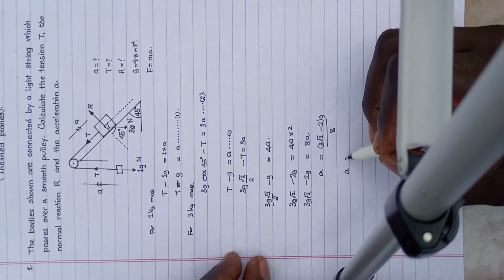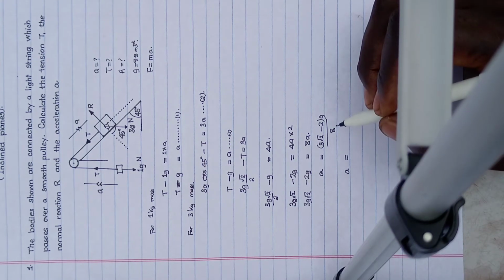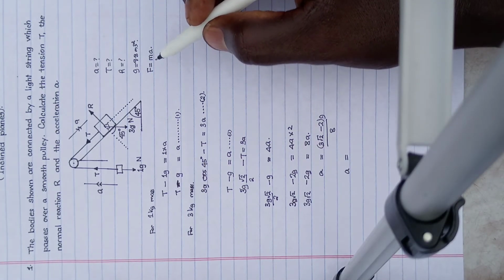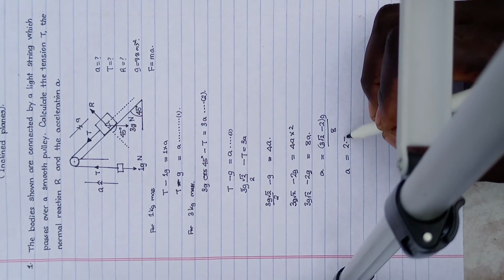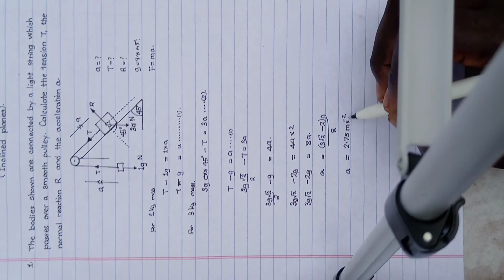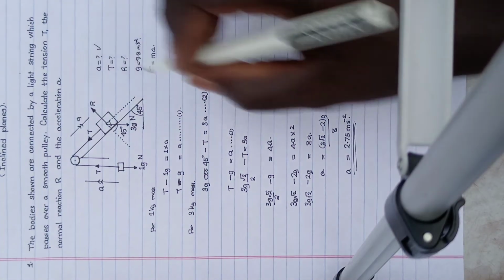So our acceleration would be, from the calculator, 3 root 2 minus 2 multiplied by the value of g, which is 9.8, dividing it by 8, we'll be having 2.75, and acceleration is measured in meters per second squared. Now we are done with our acceleration.